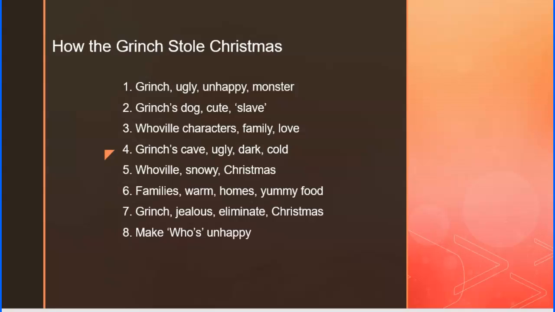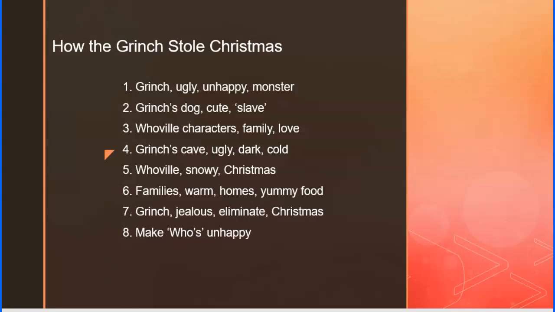I also highlight his dog. Grinch's dog was a cute little dog, kind of a slave though to Grinch. And then I move into the Whoville characters. Their families, they have lots of love, they're all happy, whatever you want to do there. Now I move to the settings. So I go back to Grinch's, and I could do Grinch and then where he lives as number 2. However you outline them is okay.